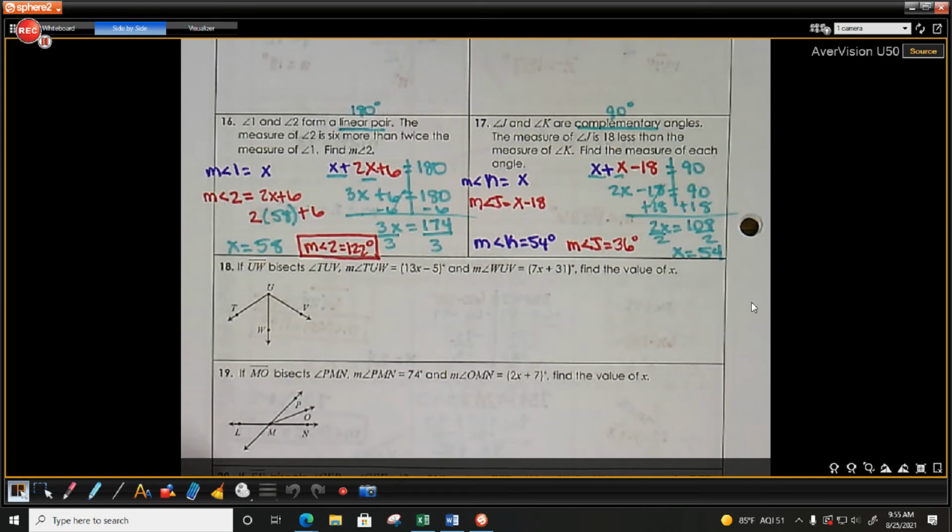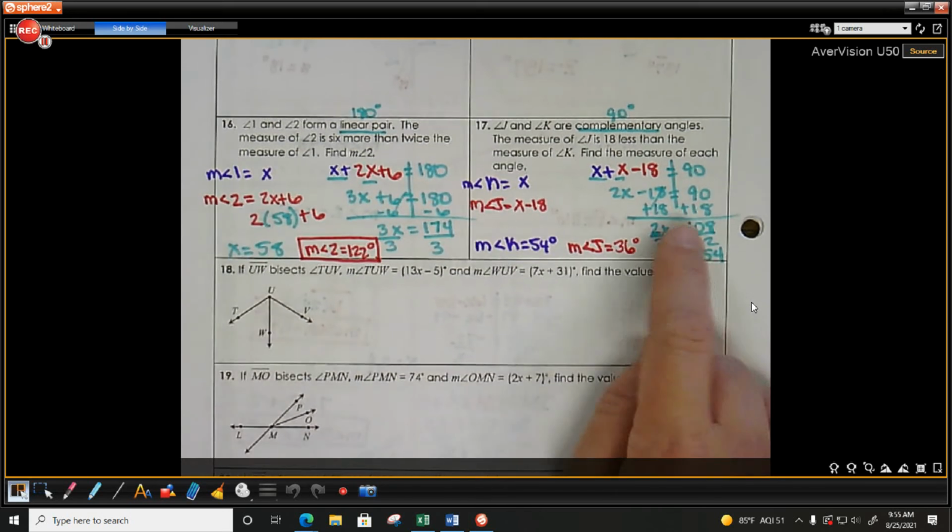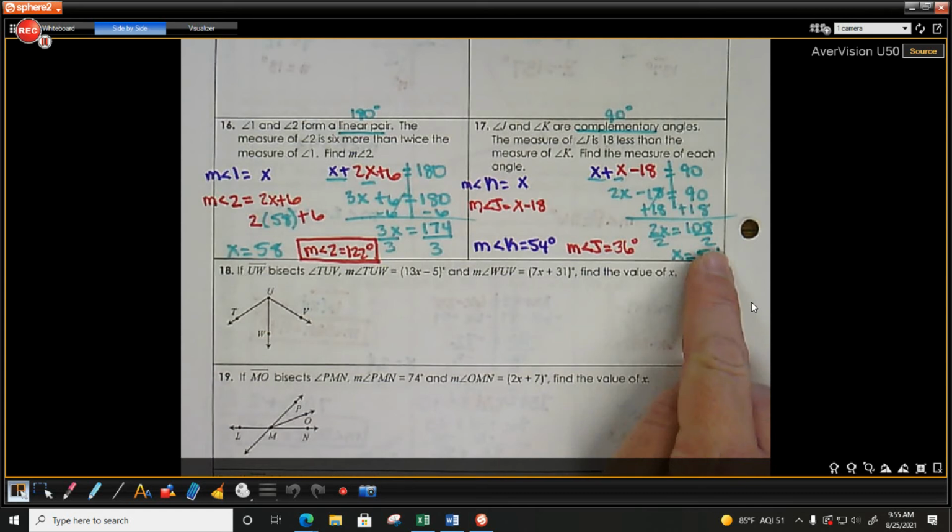Okay. Couldn't you just do 90 minus 18 and then divide that by 2? No, you got to do 90 plus 18 and divide by 2. Oh, yeah. Which is what we did. 90 plus 18, divide by 2. We just actually wrote it out.